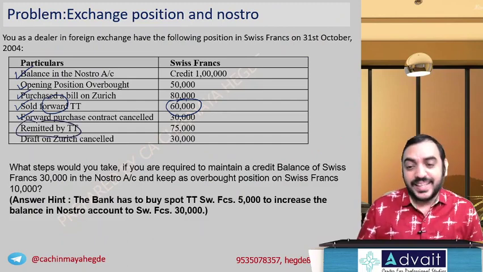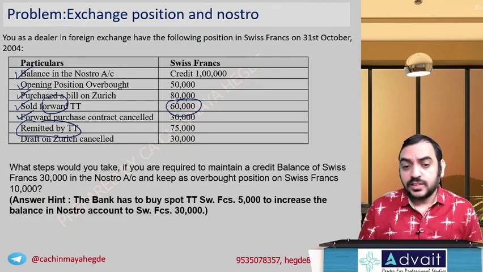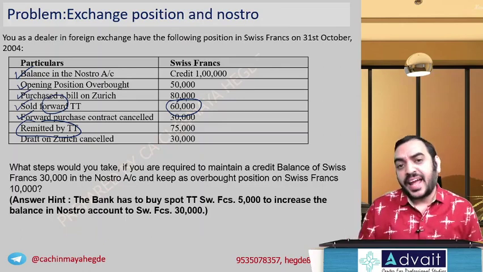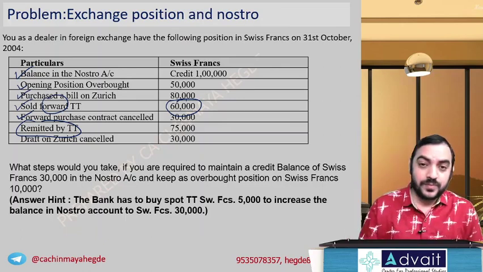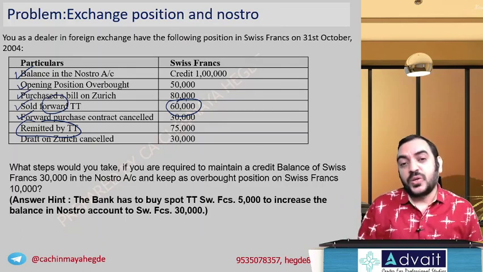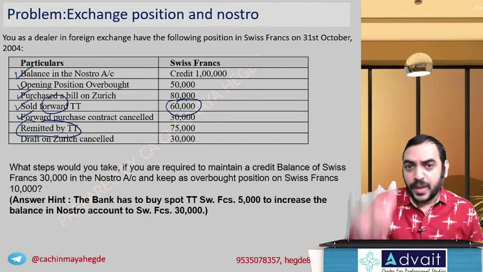Now remitted by TT. Remitted. It's a cash transaction. Remitted by TT. Given. It's going out of your hand, which means where it will come? It will come in exchange position also. It will come in nostro account also. Why it will come in nostro account? You are remitting, you are paying. So cash balance is definitely reducing. So your bank balance will reduce. Your nostro account will be debited like a bank statement. You withdraw money, you make a payment to some people, your bank balance will reduce.